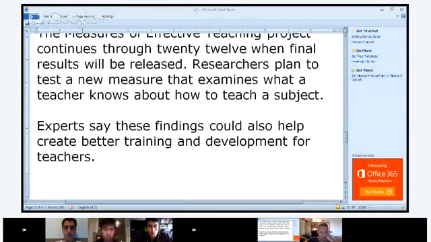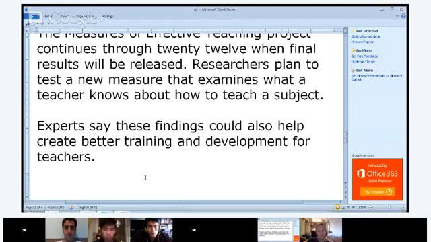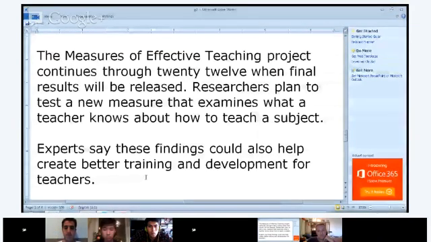I would like to go to Vincenzo. Vincenzo, could you read this, please? The Measures of Effective Teaching project continues through 2012 when final results will be released. Researchers plan to test a new measure that examines what a teacher knows about how to teach a subject. Please continue. Experts say these findings could also help create better training and development for teachers.